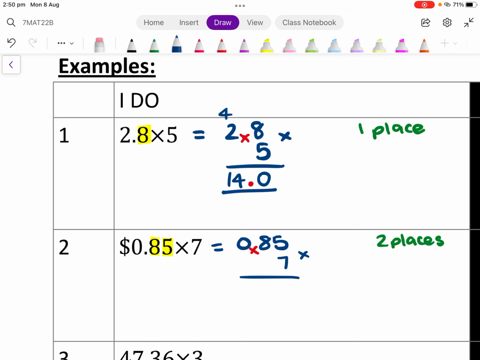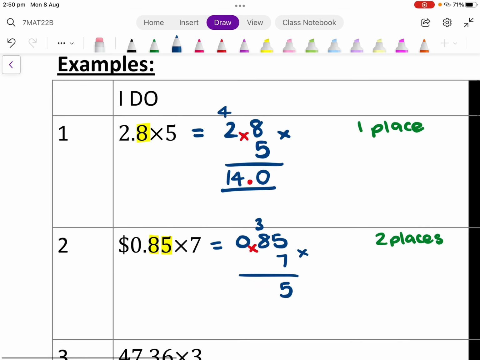We're going what's 7 times 5, which is 35. What's 7 times 8, which is 56, plus the 3 is 59. What's 7 times 0 is just 0 plus the 5 is 5. We then want two places after our decimal point. So we have our 5 and our 9, and then our decimal point will go between our 5 and our 9. And we are answering this in terms of dollars.